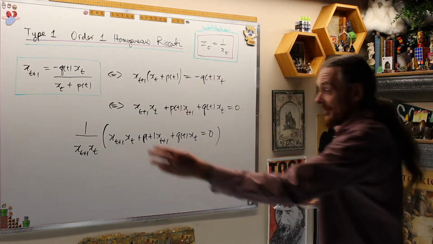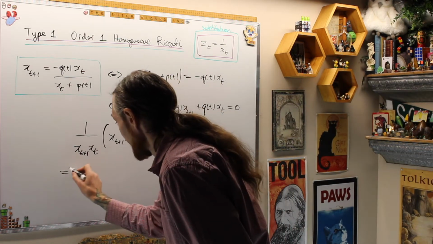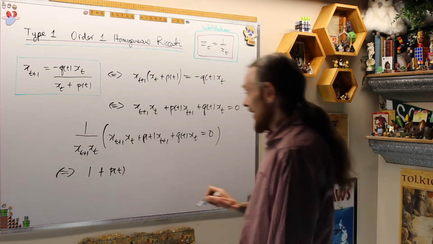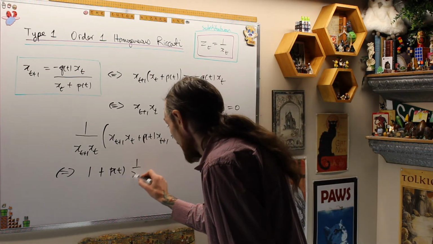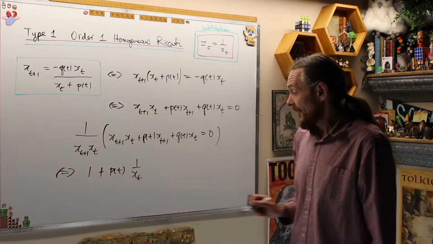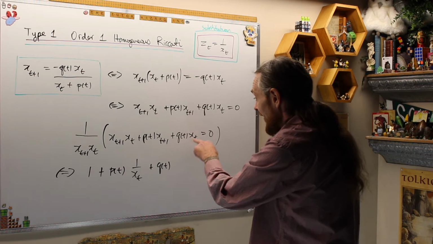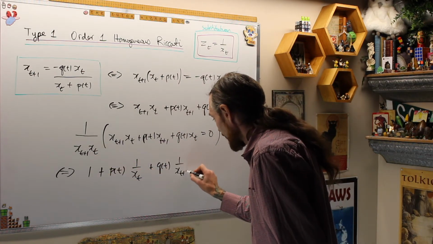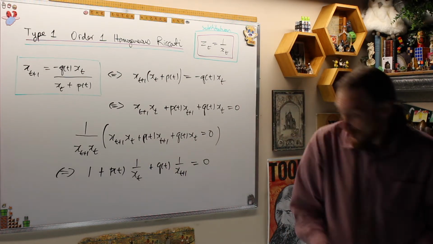I'm multiplying that, so I'm going to distribute it in there. This I'm going to get 1. So 1 plus p of t times x_{t+1} and x_{t+1}, and that term will cancel, so I'm going to have a 1 over x_t plus q of t. When I distribute this into here, the x_t and the x_t will cancel this time, and I have 1 over x_{t+1} equals 0. This is the Riccati form now.